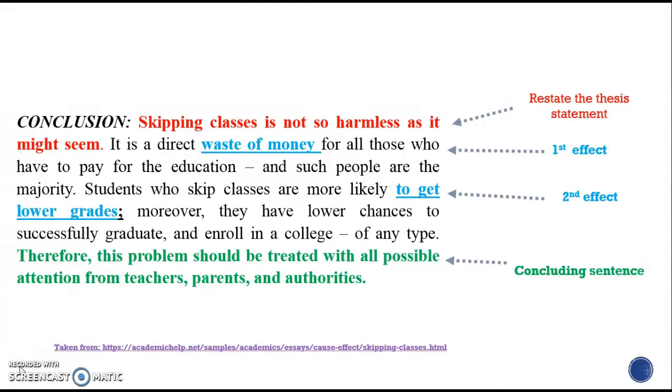And finally, we have the concluding sentence. And as you can see, this is preceded by a linking word, therefore. This problem should be treated with all possible attention from teachers, parents, and authorities. These are the main 3 elements any good conclusion should have. Restate the thesis statement, summarize the main effects or causes, and a concluding sentence.